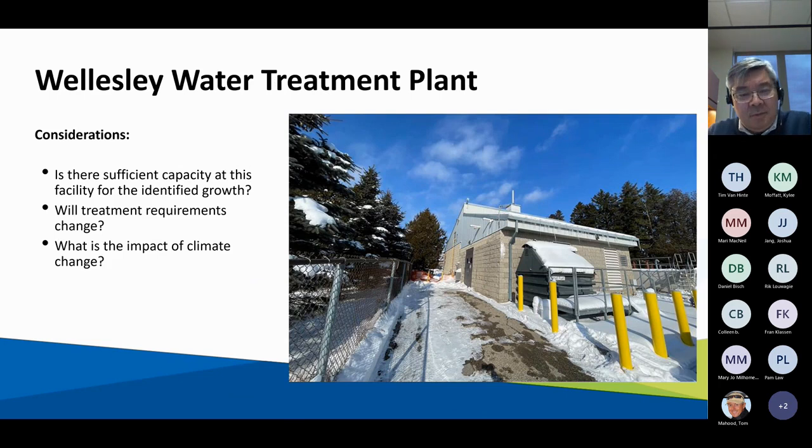So let's take a look at some of those assets that exist in the village. The Wellesley Water Treatment Plant is near the corner of Gerber Road and David Street, tucked tightly behind that church, as you can see in this picture. It was built in 1993 and it's supplied by three nearby wells.